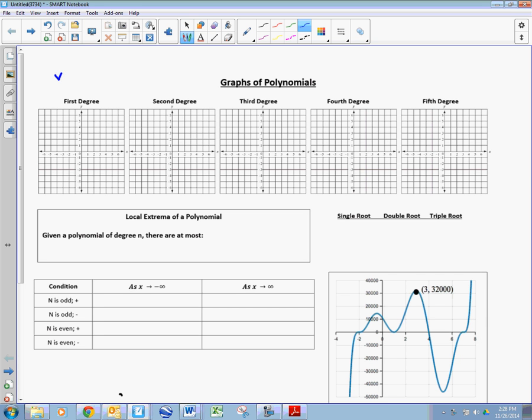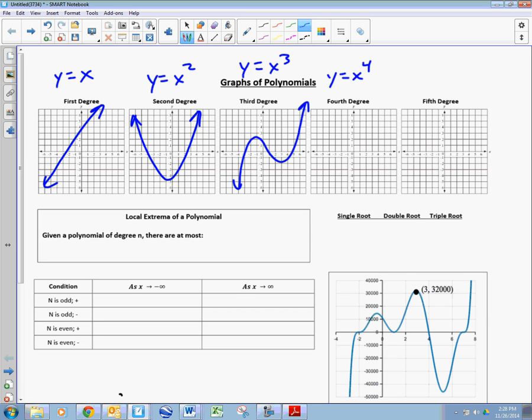We start with just this. Y equals x would be a type of first degree polynomial. Its general graph looks like this. I'll move a little bit quickly because we've got about 22 minutes before the bell goes, and I know we've got snow and everything. So second degree, what does that look like? Yeah, there you go. Third degree, something like that. Fourth degree, something like that.